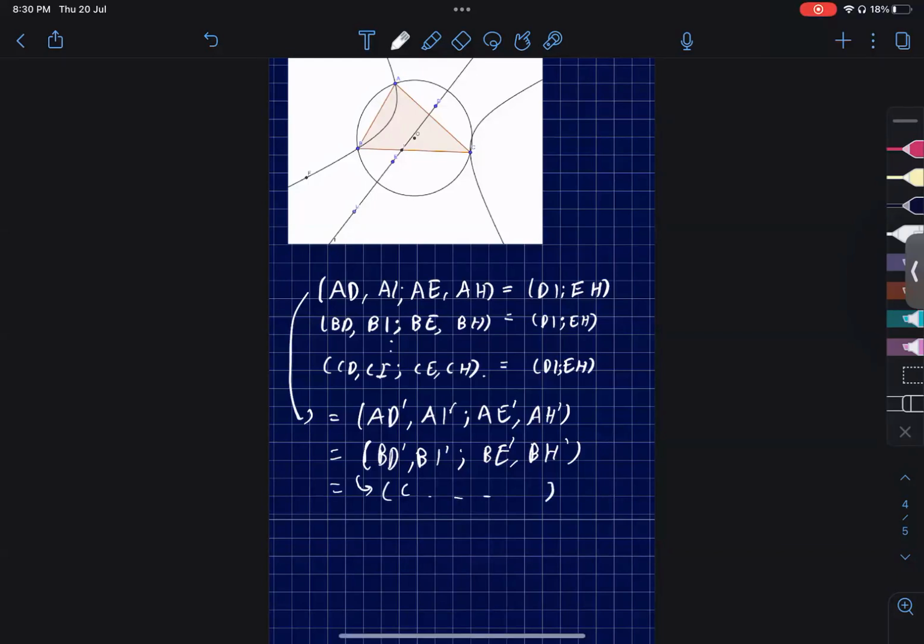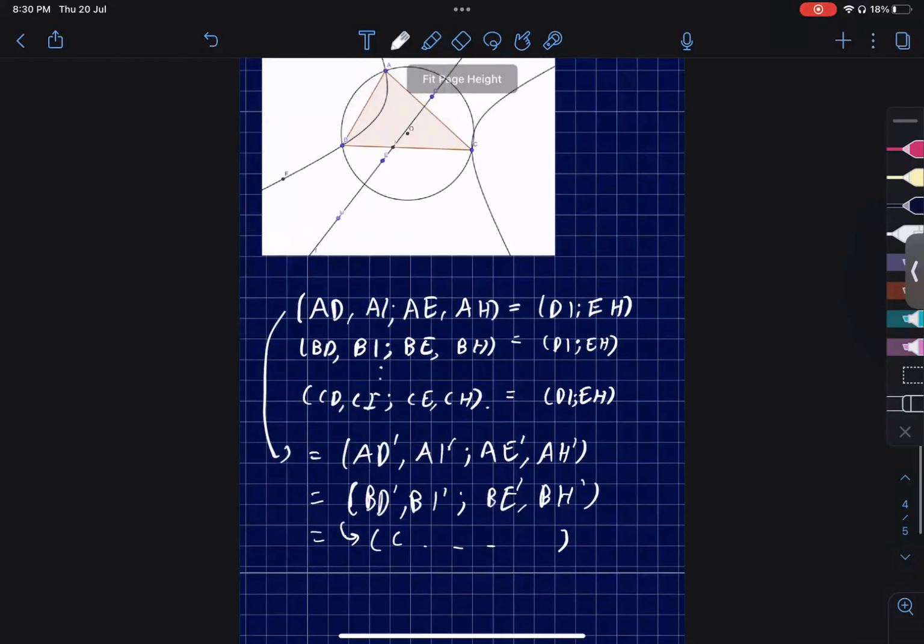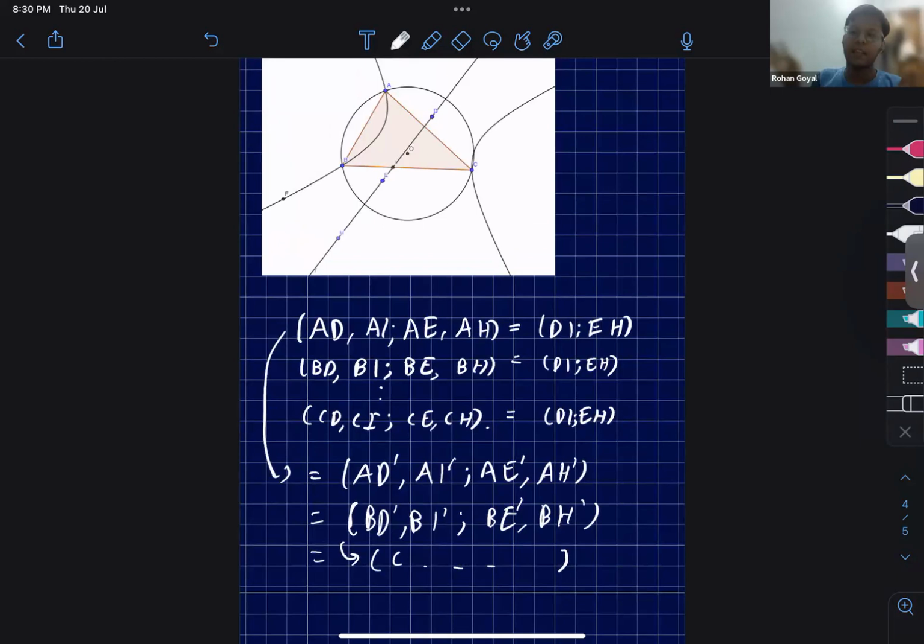How did you define D dash, I dash, E dash, H dash? They are just the isogonal conjugates of D, I, E, and H. So many isogonal conjugates. I mean, for every point on the line we are taking it. The line is absolutely arbitrary, right? Yes, just take any line, fix it, and take isogonal conjugates of every point on that line. So then we have a hyperbola or something like that. We'll get a conic if that's what you want to prove.